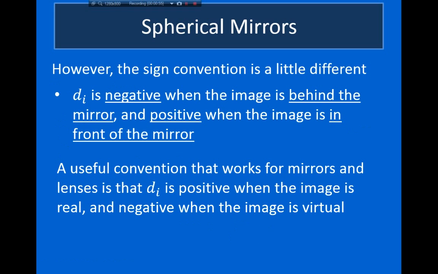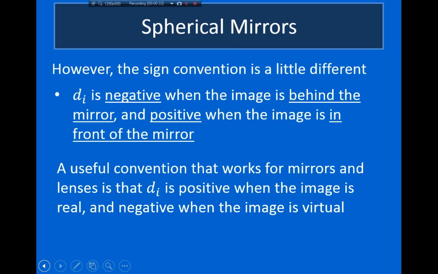Now, because the image is formed by the reflected light, it turns out that the sign convention that we use to describe the location of the image for a mirror is a little bit different than the sign convention that we use for a lens. And the basic rule is that we say that dI is negative whenever the image forms behind the mirror, and dI is positive whenever the image forms in front of the mirror.